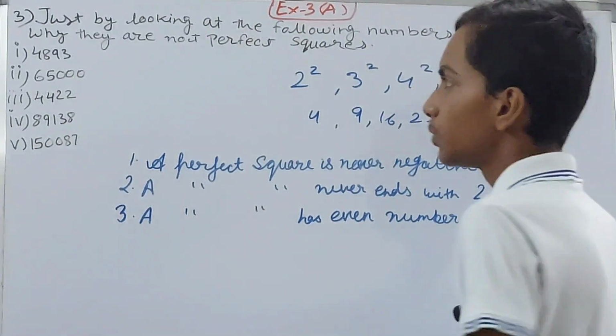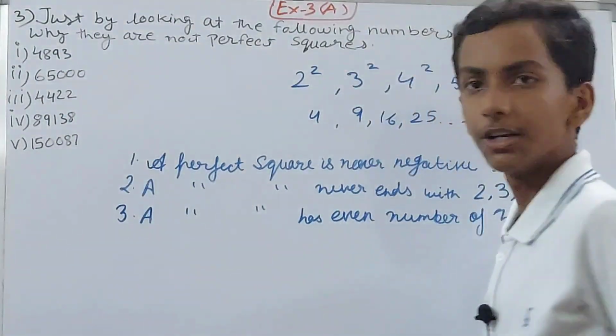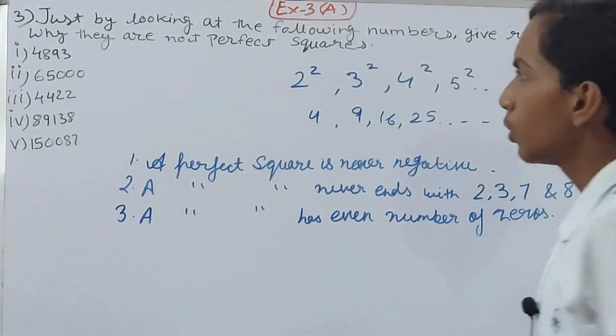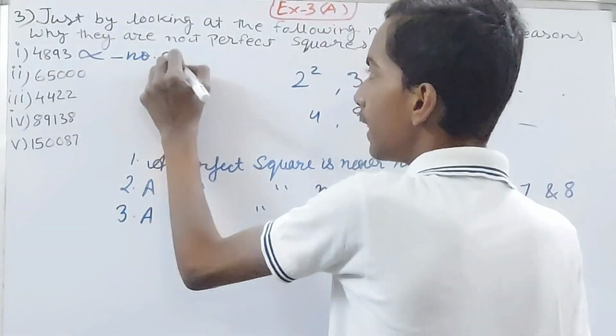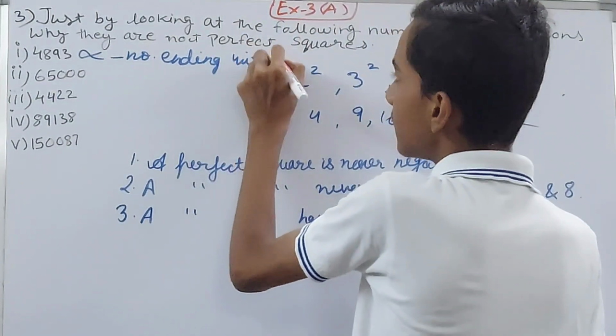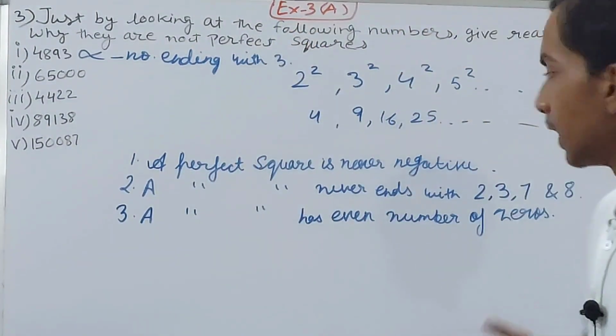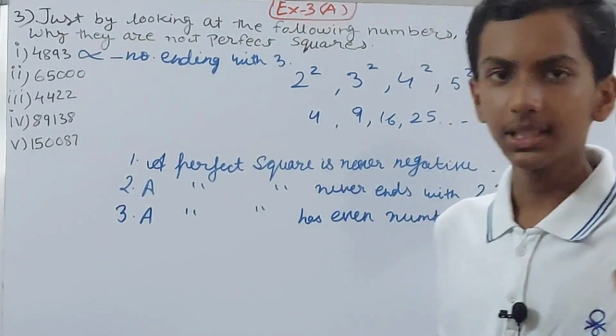See, first one, is this a perfect square? 4893. This is not a perfect square because the number is ending with 3, and any number that ends with 3 cannot be a perfect square.